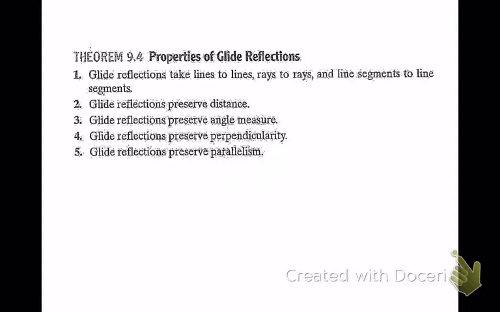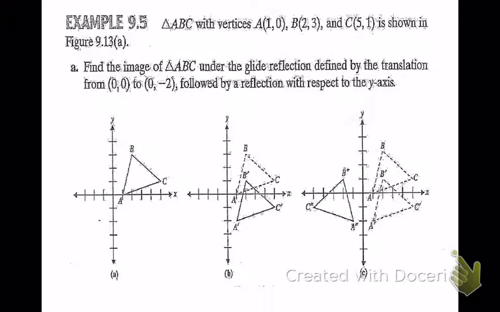So what is that telling us? The translation from (0, 0) to (0, 2) tells us we're going to translate along this vector. That's the vector of translation. So I'm going to apply that to each of these points. It's 2 down here, 2 down here, and 2 down from B, right?